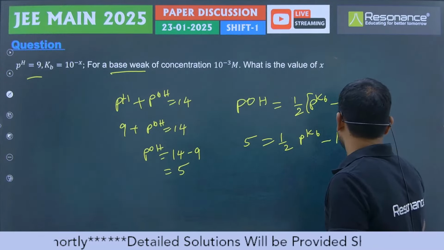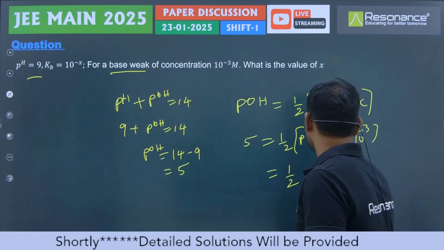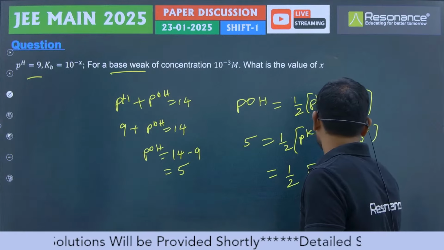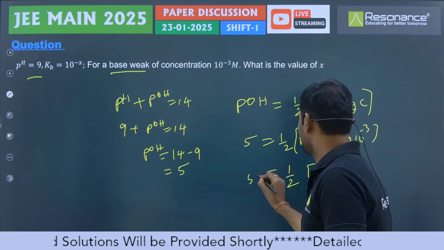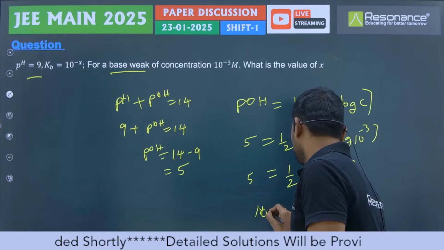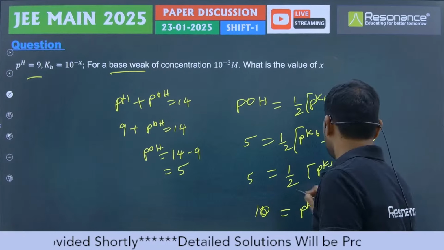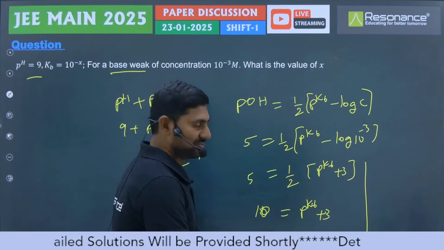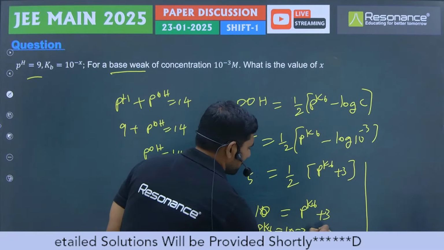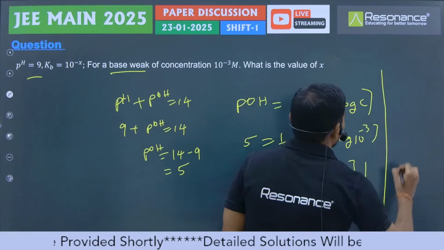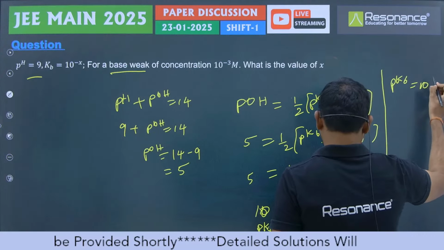So obviously it will come as log of a power m formula. Then half into pKb, minus of minus, plus 3. Now this is 5. Then 2 into 5, 10 equals pKb plus 3. Then what can you expect here? pKb equals 10 minus 3, nothing but 7. So pKb equals 7.